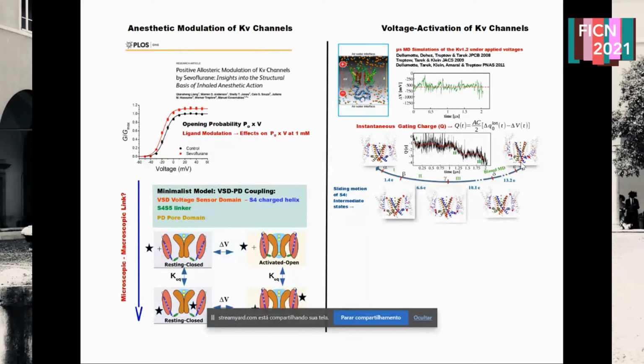What is important to say here is that this closed structure is consistent with most of the experimental findings for this specific channel. In particular, it accounts for the transport of 13 elementary charges, which is in good agreement with the experimental measure for this gating charge for this specific channel, in such a way that we believe this structure is representative of the resting down state of the channel.